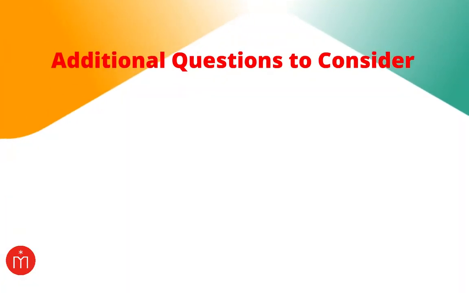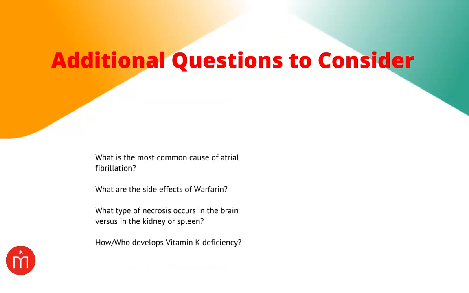Okay. So we've talked about a lot of different concepts related to this question. And while we've covered a lot of ground, there are additional questions that one would want to consider when thinking about this topic, particularly atrial fibrillation, vitamin K, and warfarin. Some of those questions might be the following. What is the most common cause of atrial fibrillation? Very important to know. How about the side effects of warfarin? How about the type of necrosis that occurs in the brain versus the kidney or in the spleen? That is definitely a very testable question for Step 1. How about the types of people who develop vitamin K deficiency?